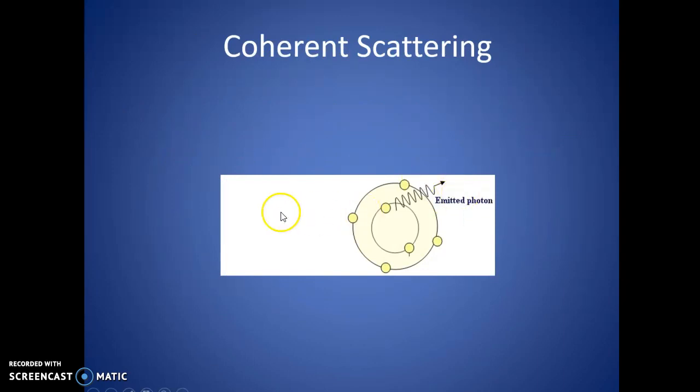This typically just shows you the coherent. As the beam comes in, it'll pass through. The electron will get a little bit excited, but it will not be enough to move it out of its orbit.